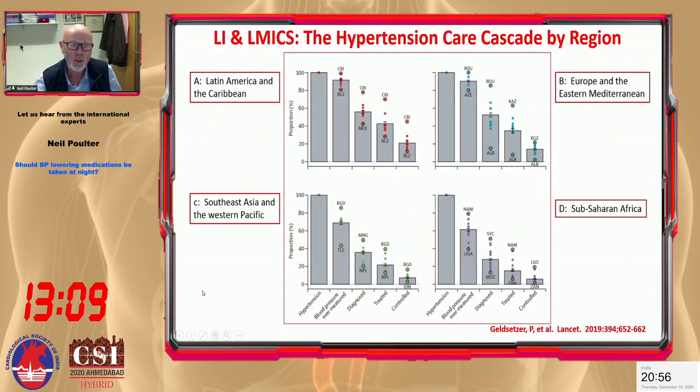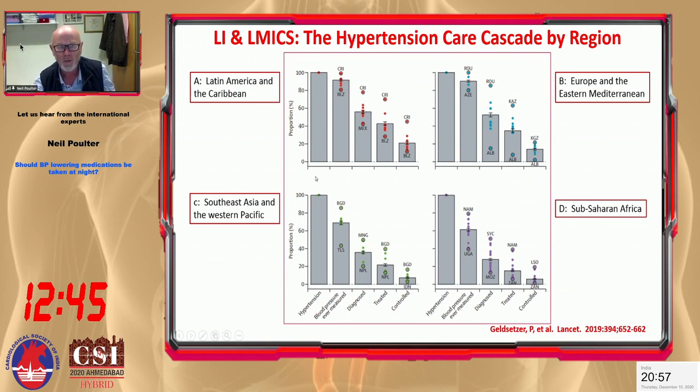So how are we doing around the world? Well, this slide shows not very well in terms of control. 4 regions of the world: top left, Latin America and Caribbean; top right, Europe and Eastern Mediterranean; bottom right, Sub-Saharan Africa; and bottom left, Southeast Asia and the Western Pacific.